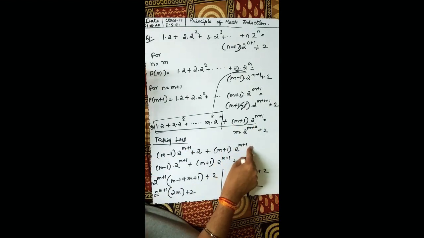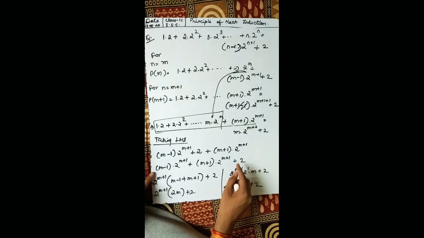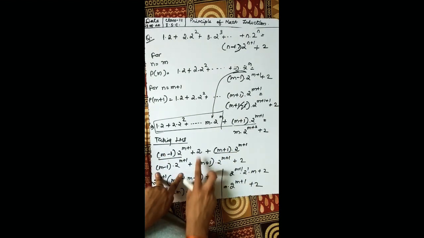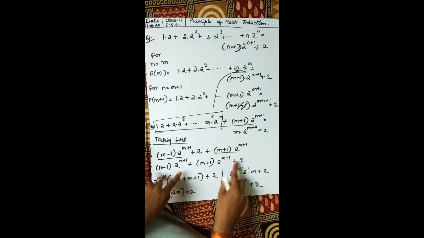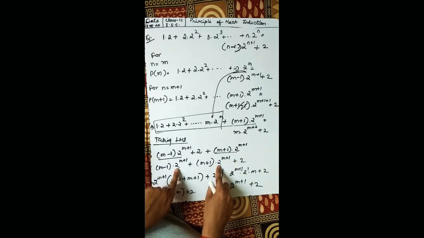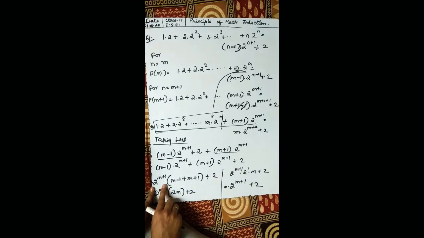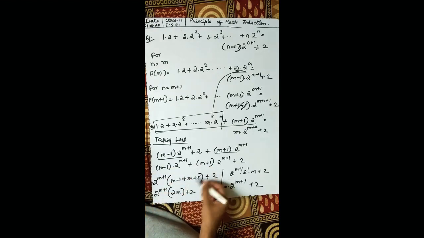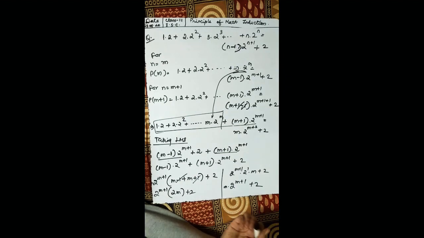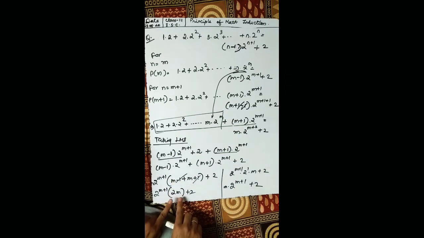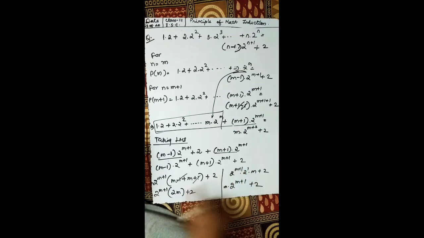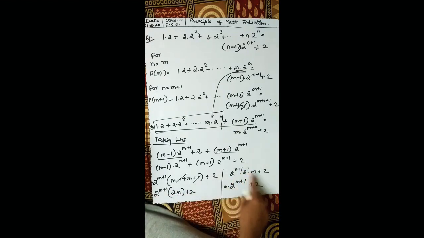And here m plus 1, 2 to the power m plus 1. Now from here to here, what I did, I have taken these two closer here and plus 2 here. Why? Because I can take 2 to the power m plus 1 common. So I've taken 2 to the power m plus 1 common. We are left with m minus 1 and m plus 1. This 1 and 1 you can easily cancel. m plus m will give you 2m and plus 2 as it is. So here 2m, 2 to the power m plus 1, plus 2.